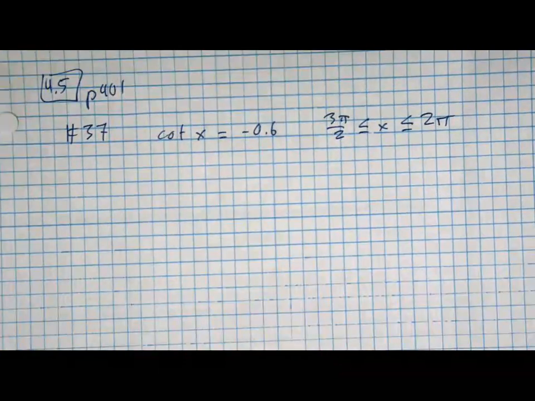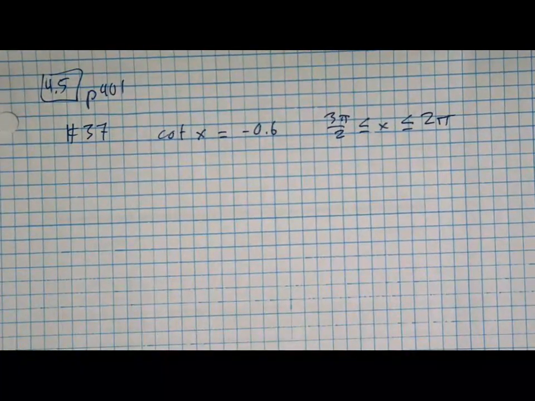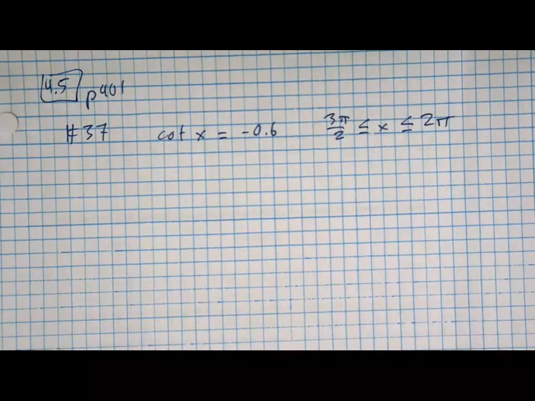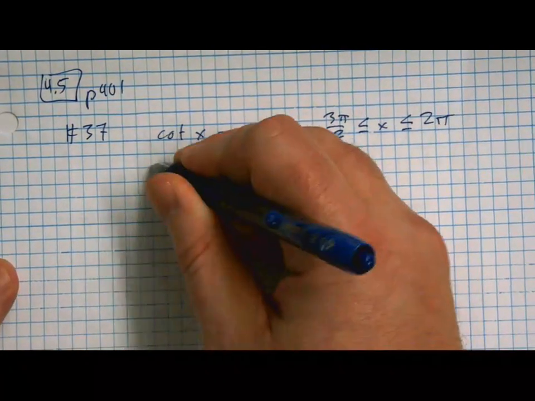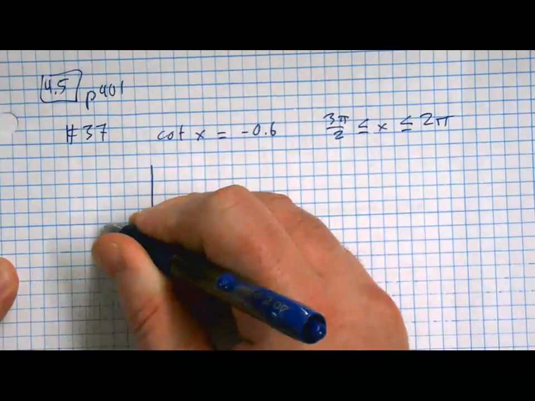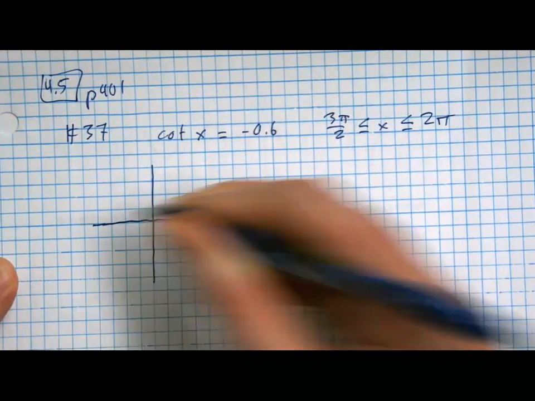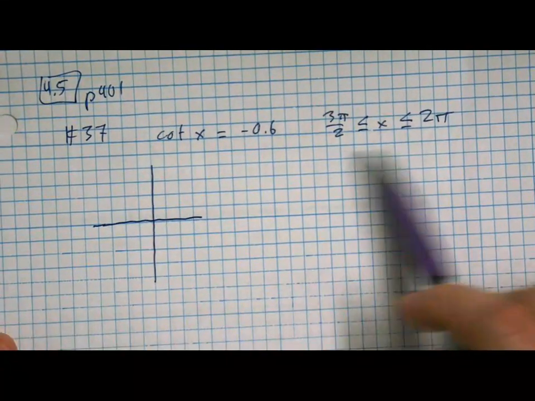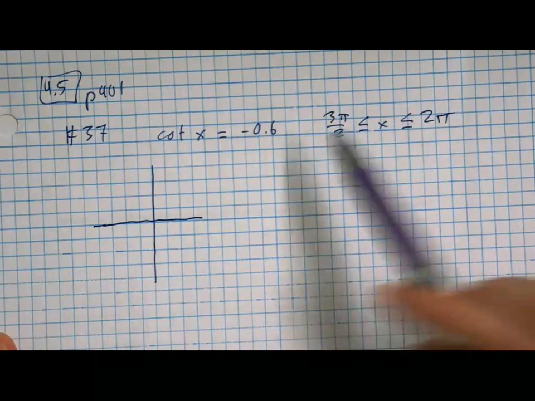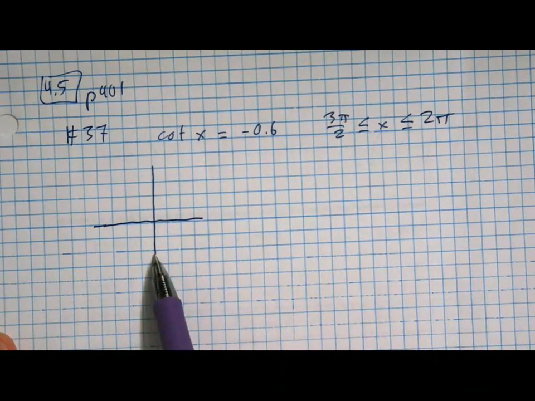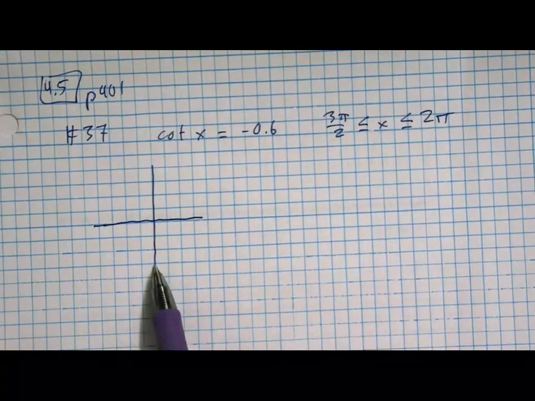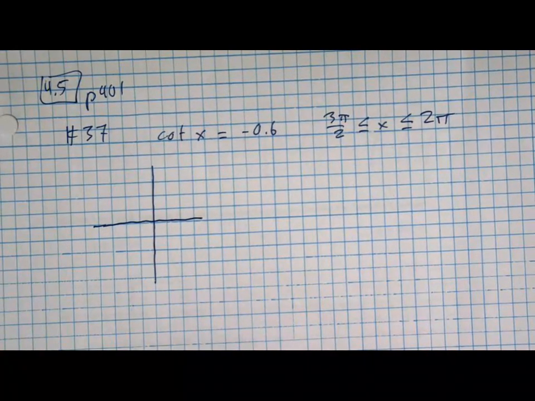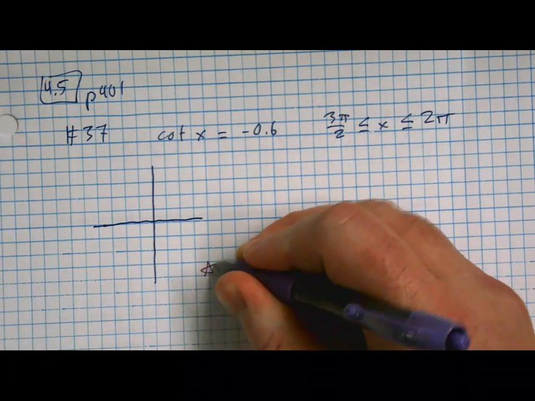So even though we're going to solve this with a calculator, we're going to need to make a reference triangle. So let's go ahead and set that up. And our reference triangle needs to be in the right quadrant, and they gave us some pretty solid information about what quadrant we're going to be in. 3 pi over 2 is 270 degrees, 2 pi is 360 degrees. We're talking about quadrant 4.